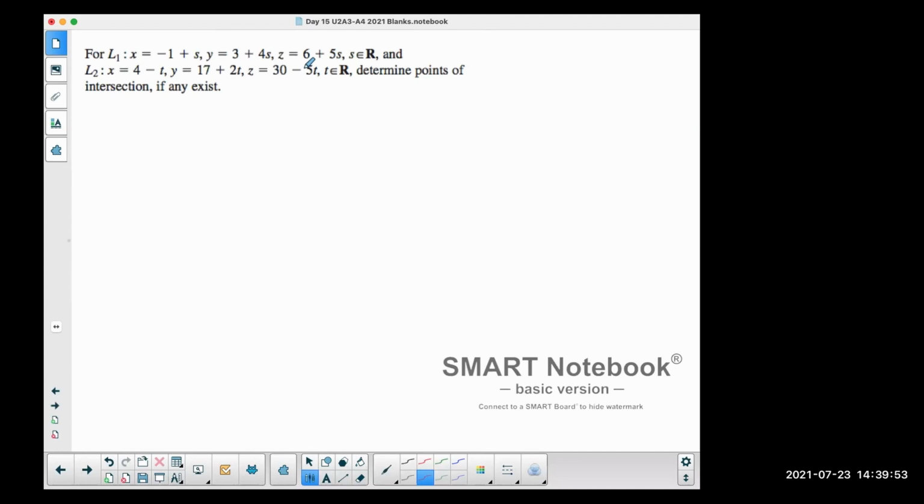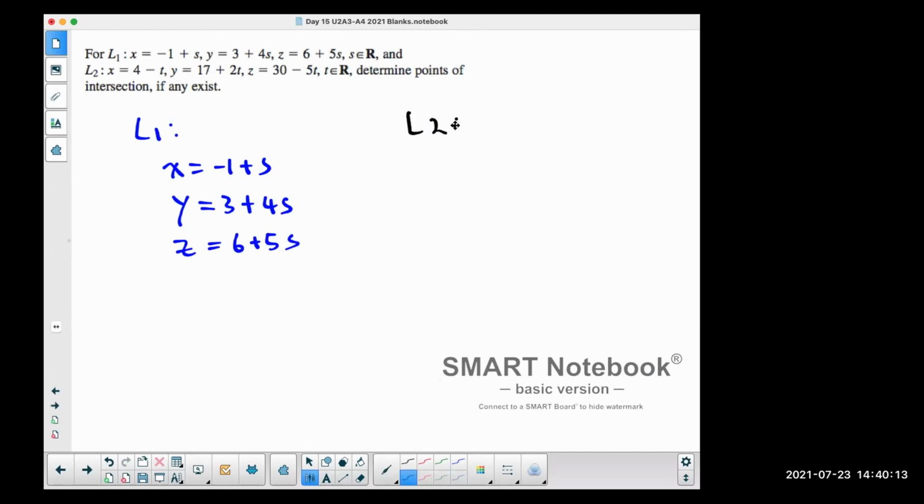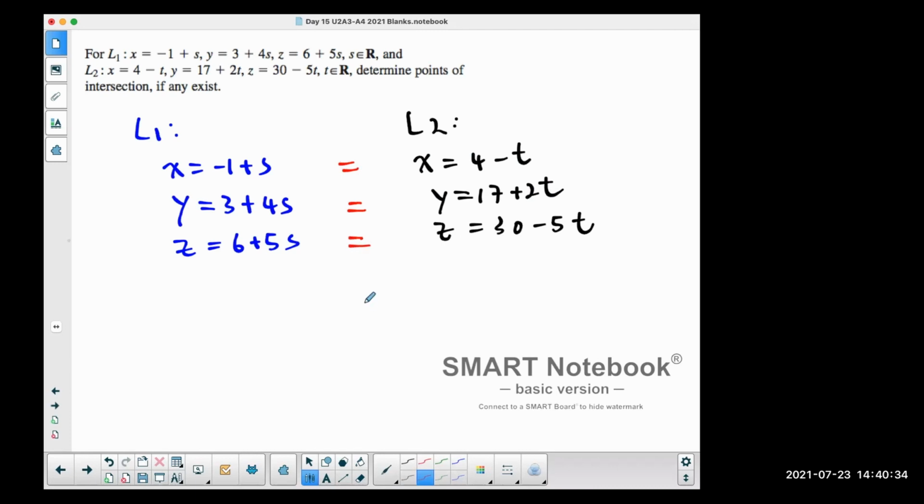So here you have 2 lines. Line 1 is already in parametric form. x is -1 plus s, y is 3 plus 4s, and z is equal to 6 plus 5s. You have a second line. x is equal to 4 minus t, y equals 17 plus 2t, and z equals 30 minus 5t. If they intersect, then the x must equal the x, the y must equal the y, and the z must equal the z.